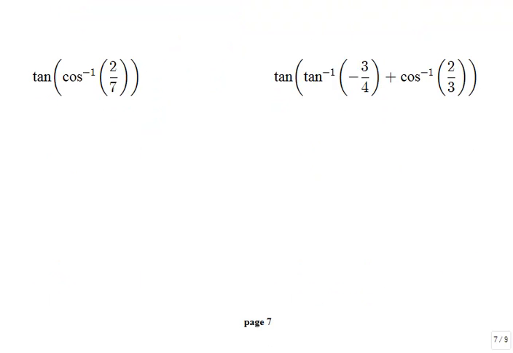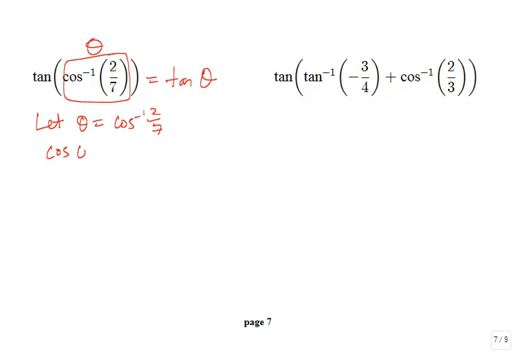All right, next one. Here's that inverse cosine. Remember, that's an angle. Anytime you see that inverse symbol, then you know you're talking about an angle. So this is some theta, and we're looking for tangent of theta. So we're going to let theta be inverse cosine of 2/7, which means cosine of theta is equal to 2/7. Draw a triangle. Here's your theta. Cosine is adjacent over hypotenuse. 49 minus 4 is 45. Square root of 45 is that 3 root 5.